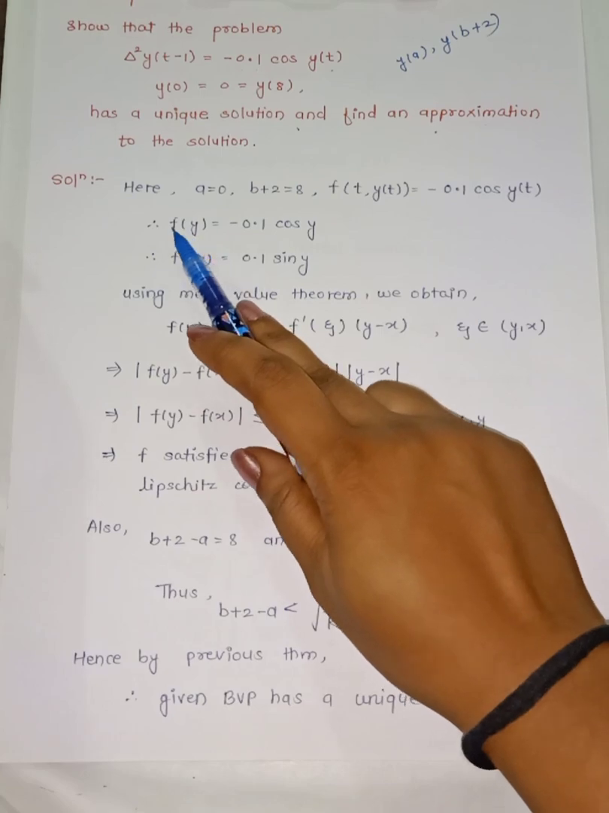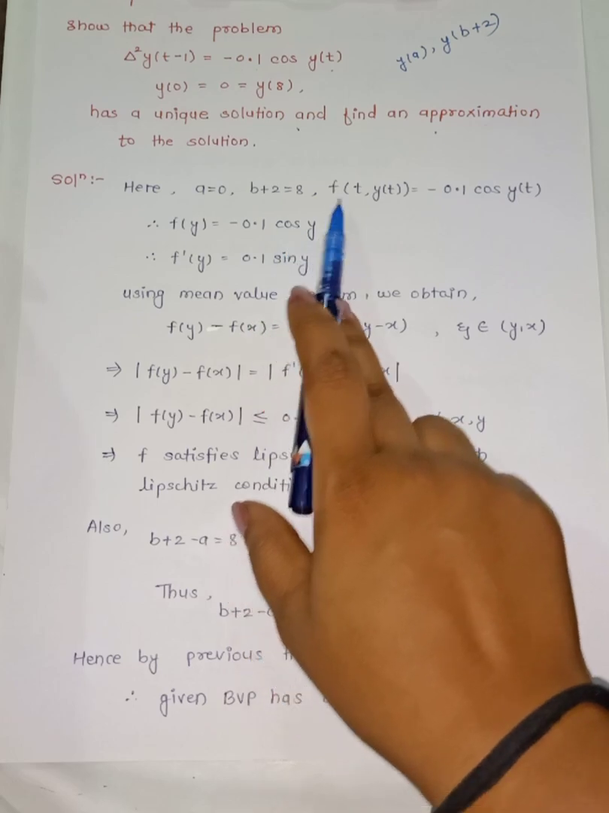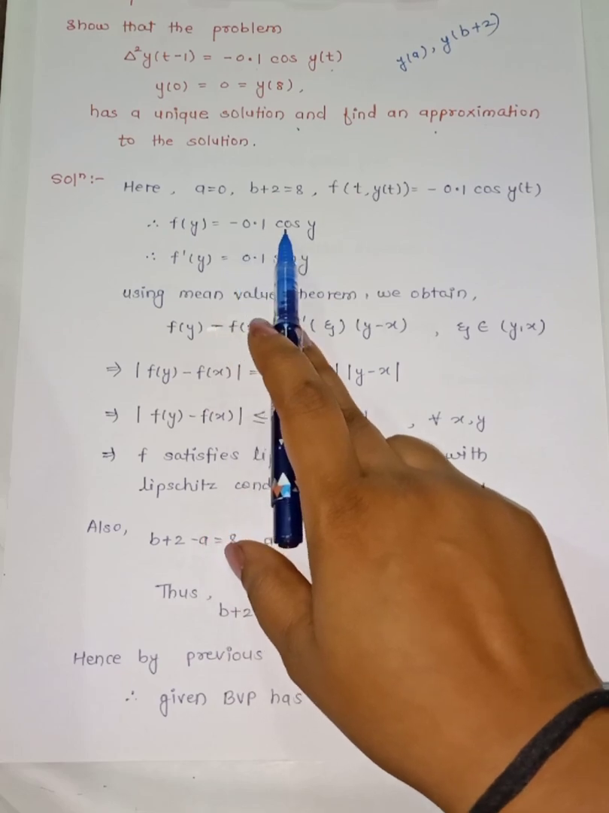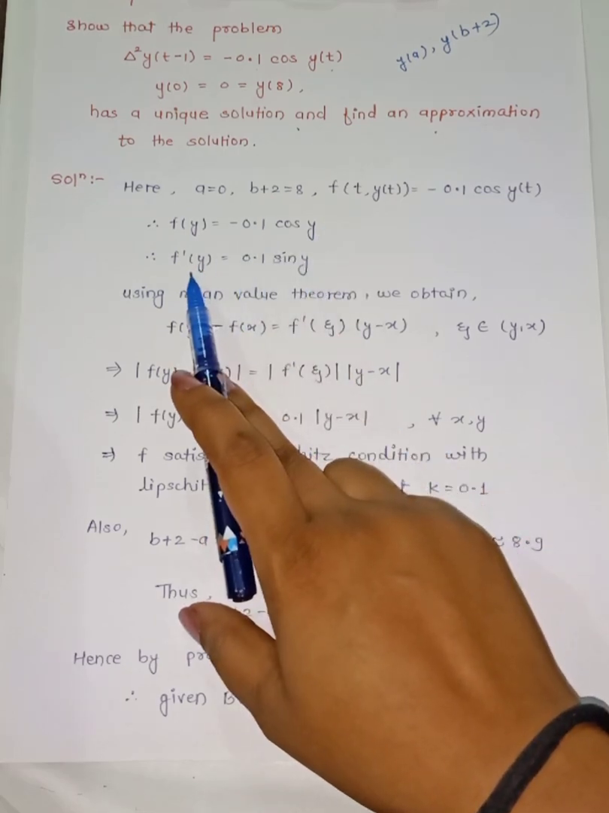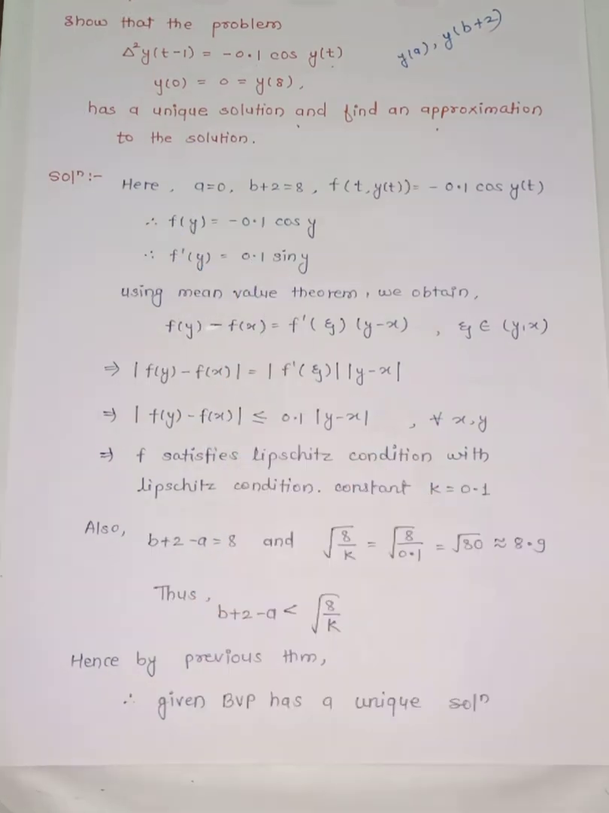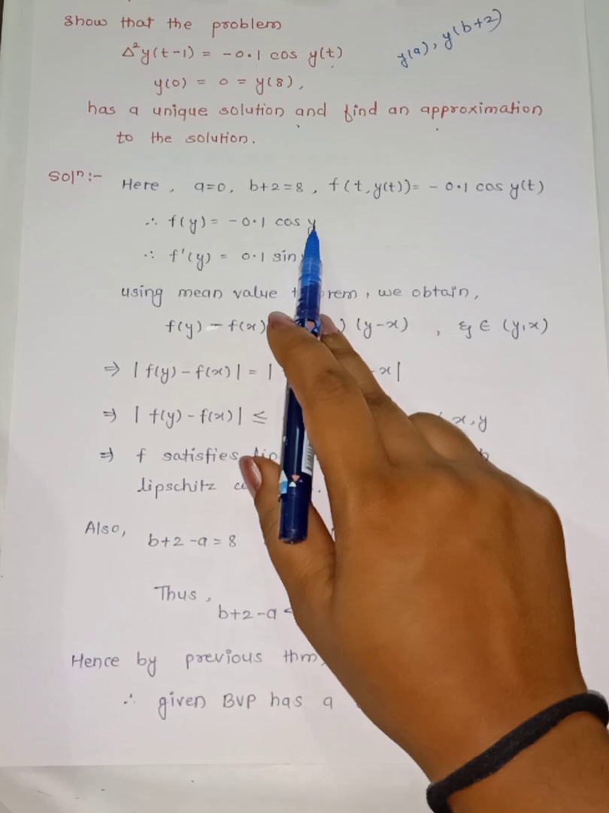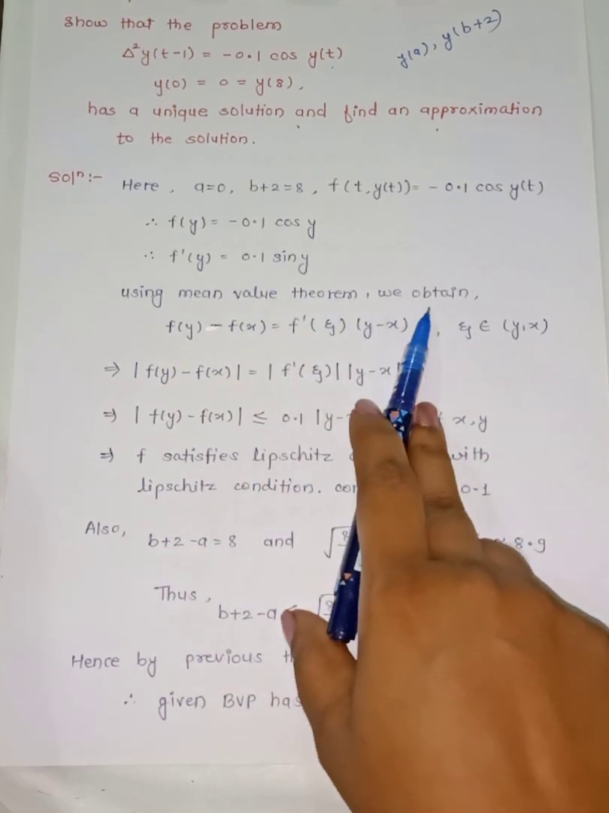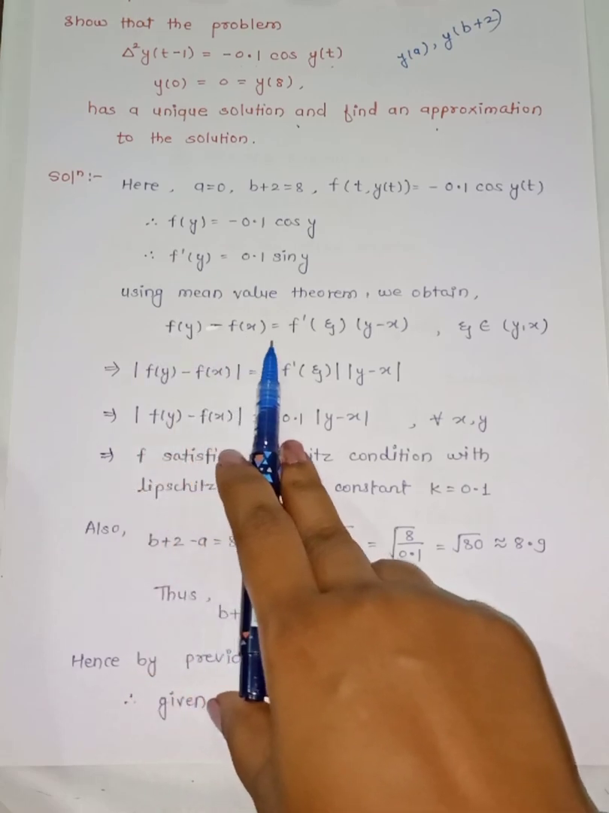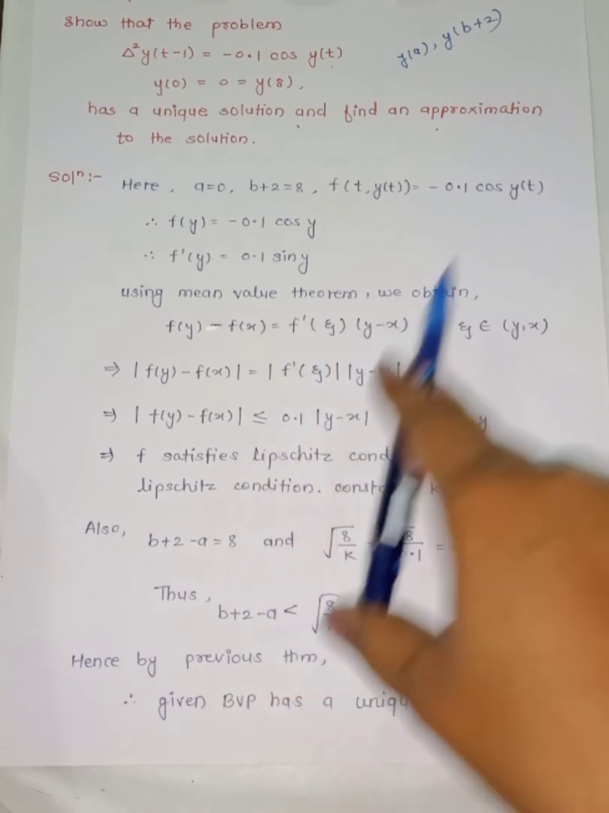So if we put f of y, then we get minus 0.1 cos y. ह्यातल्या जर आपण फक्त y साठी consider केलं तर काय मिळेल? Minus 0.1 cos y. आणि जर का त्याला आपण differentiate केलं तर मिळेल f dash of y, so equals to 0.1 sin y by differentiating this. So using mean value theorem we obtain, mean value theorem चा use करून आपल्याला काय मिळेल? f(y) minus f(x) equals to f dash of zeta into (y minus x).